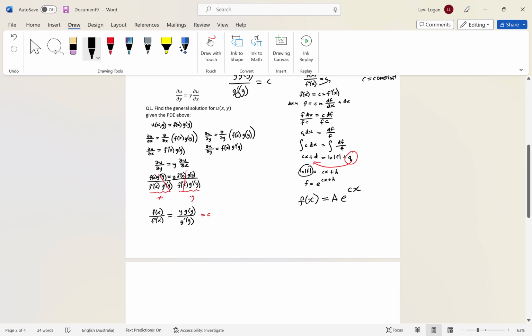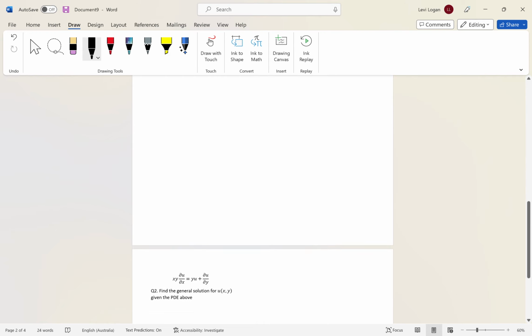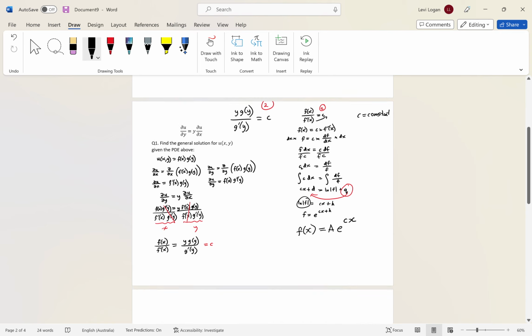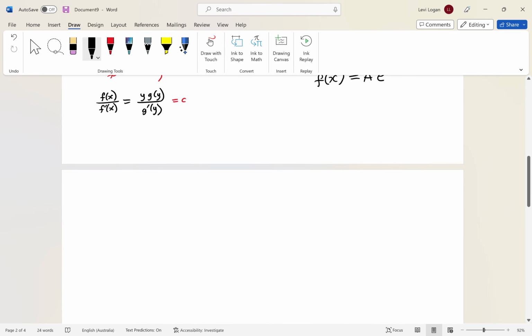So I'm just going to rewrite that as y g to... Sorry, my computer's not doing that great. I'm just going to rewrite it down here.